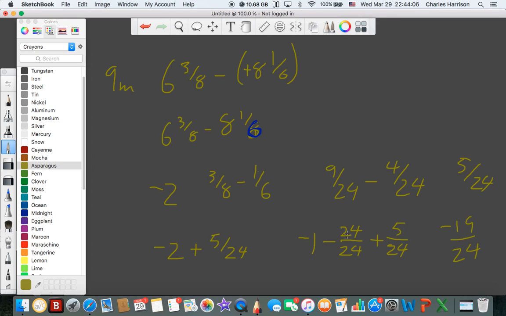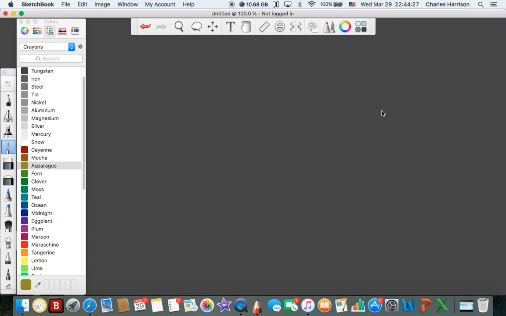Now we have a negative 1. This turned into this right here. So the answer is just negative 1 and negative 19 24ths, which can be combined to just negative 1 19 24ths. So that's the answer right there. All right, let's go ahead and do the next one, which is N. Yeah, N. We gotta do N.